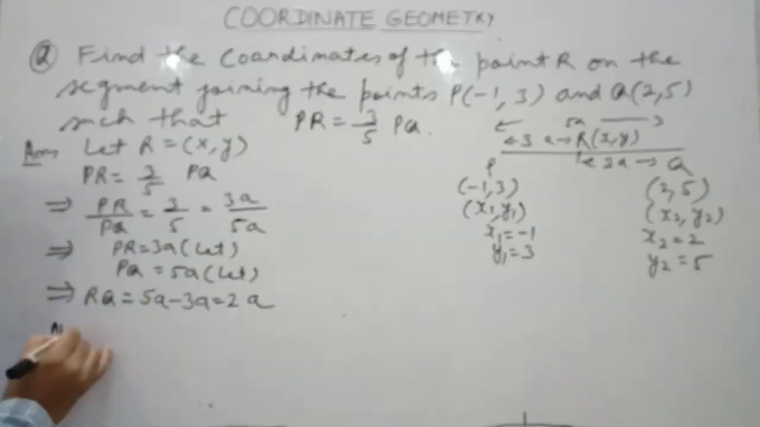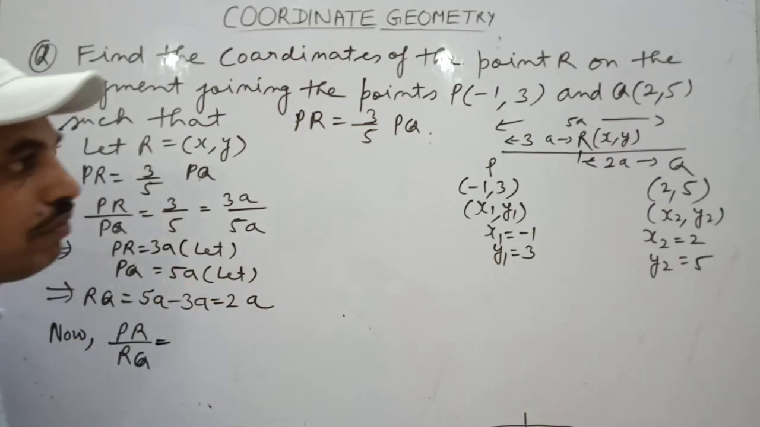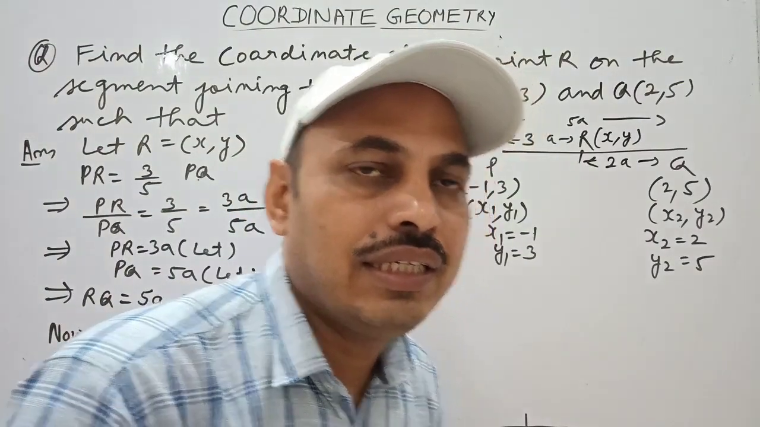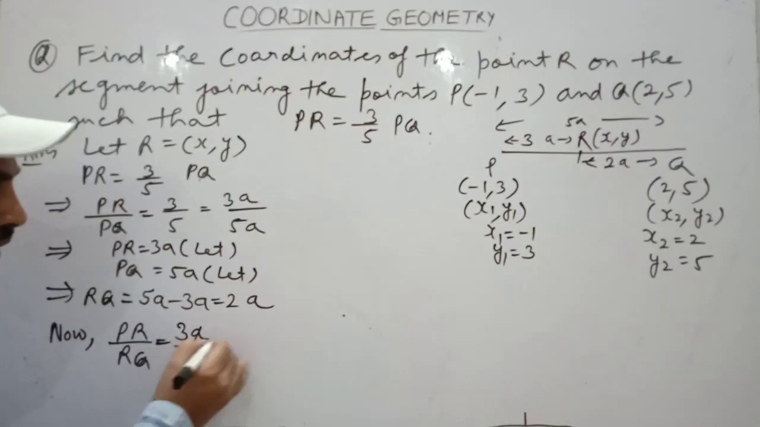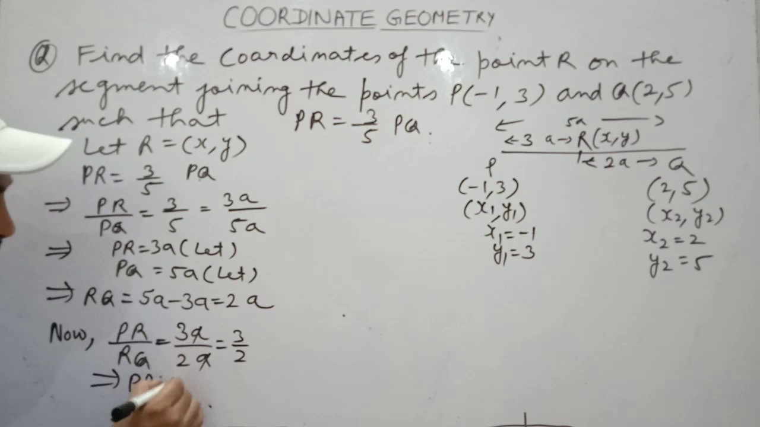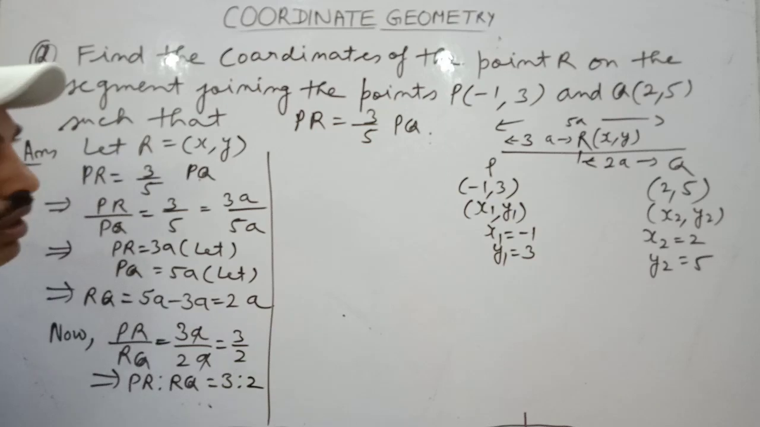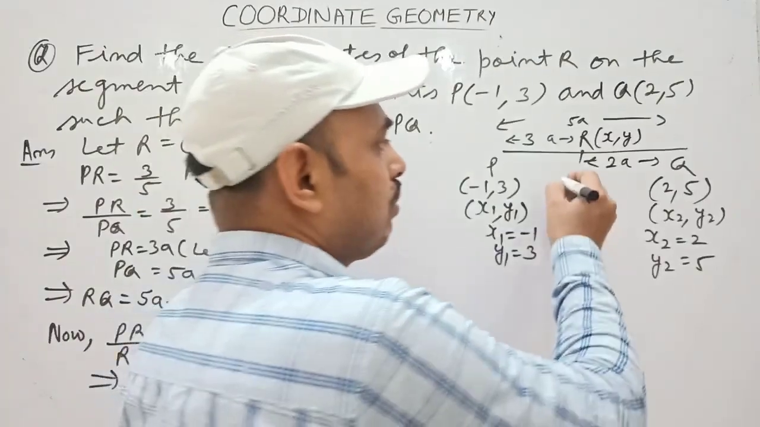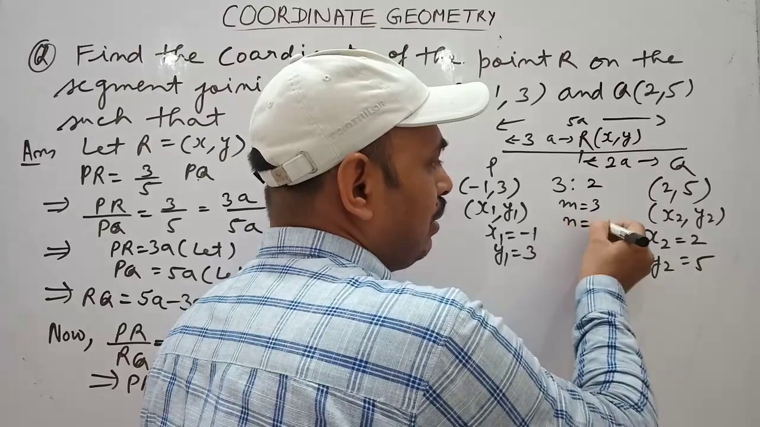Now, PR upon RQ equal to 3A upon 2A. A will cancel A. 3 upon 2. This implies PR ratio RQ equal to 3 ratio 2. This means R divides PQ in the ratio 3 ratio 2. So the value of m is 3 and n is 2.